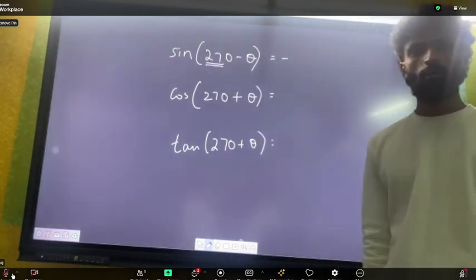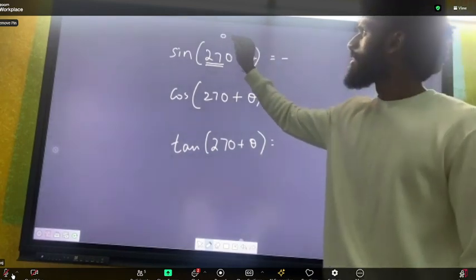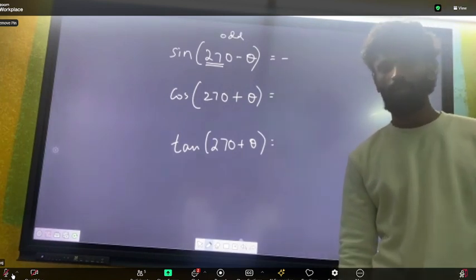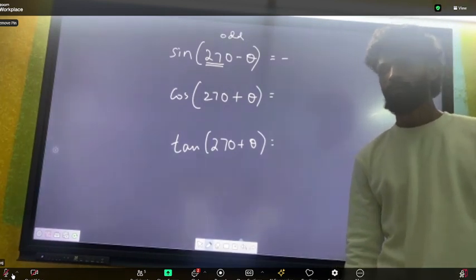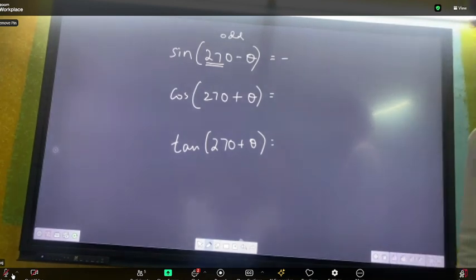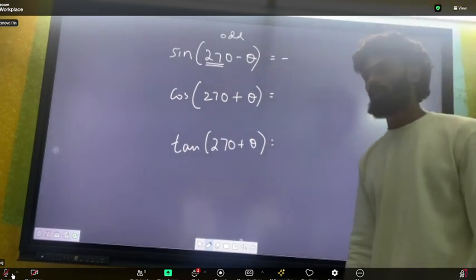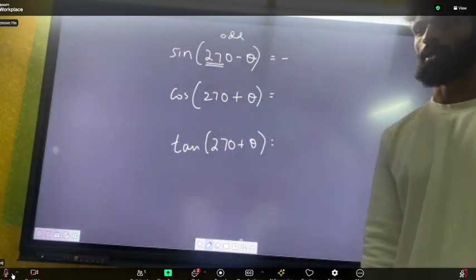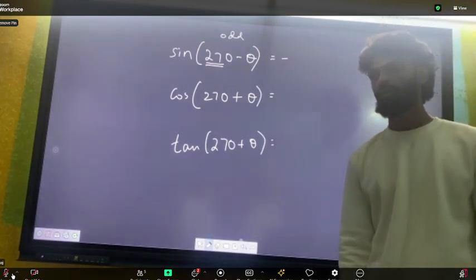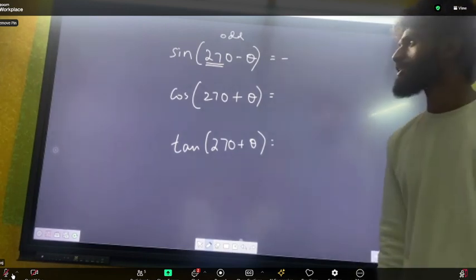Careful, inside the bracket you look. 270 is there. Even or odd? Odd. Right, a rule: if it is odd inside the bracket, after odd, put brackets and write 90 and 270, it makes more sense. Inside the bracket, put a comma. We change the ratio.